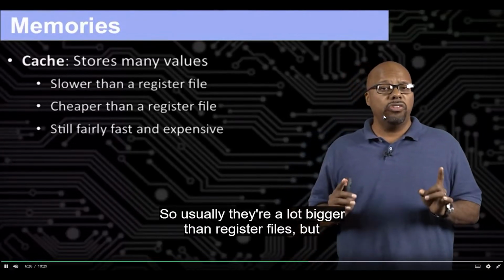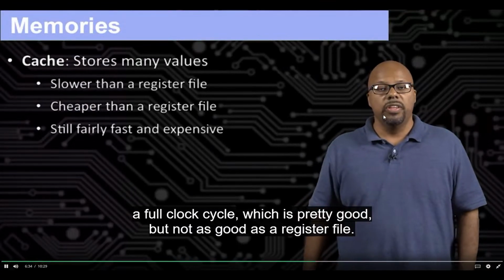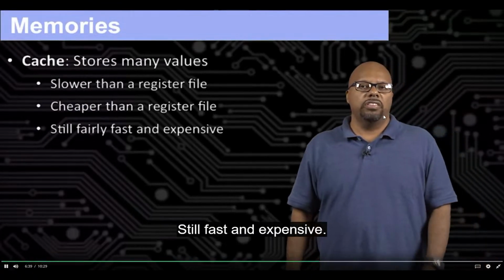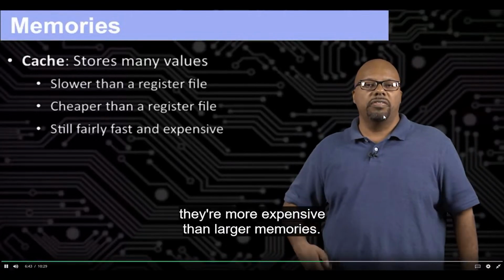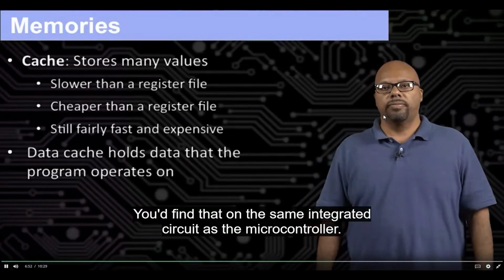Usually they're a lot bigger than register files, but they're also slower than register files. A register file you can access in a fraction of a clock cycle. A cache typically takes you a full clock cycle to access, which is pretty good, but not as good as a register file. Still fast and expensive. They're cheaper than register files, but more expensive than larger memories. So that's a cache, and that's on chip. You would find that on the same integrated circuit as the microcontroller.